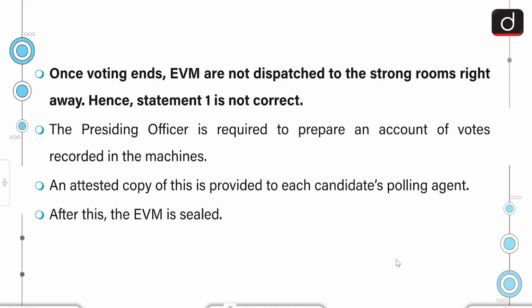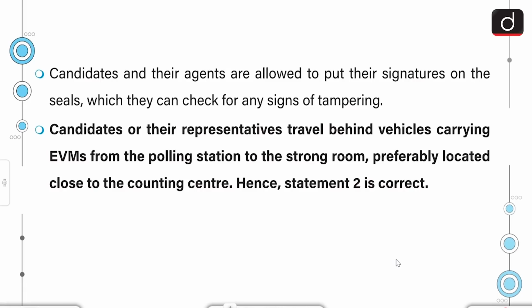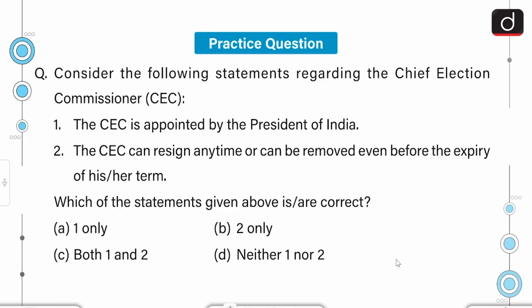Once voting ends, EVMs are not dispatched to the strong rooms right away. The presiding officer is required to prepare an account of votes recorded on the machine. An attested copy of this is provided to each candidate's polling agent. After this, the EVM is sealed. Candidates and their agents are allowed to put their signatures on the seals, which they can check for any signs of tampering. Candidates or their representatives travel behind vehicles carrying EVMs from the polling station to the strong rooms, preferably located close to the counting center.